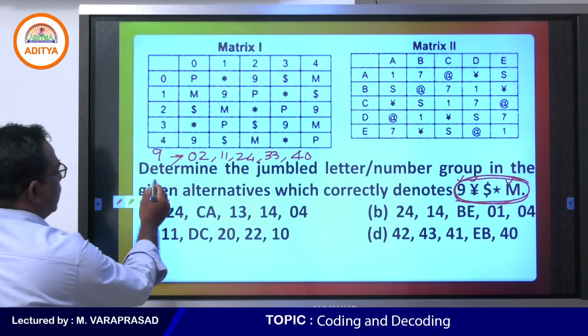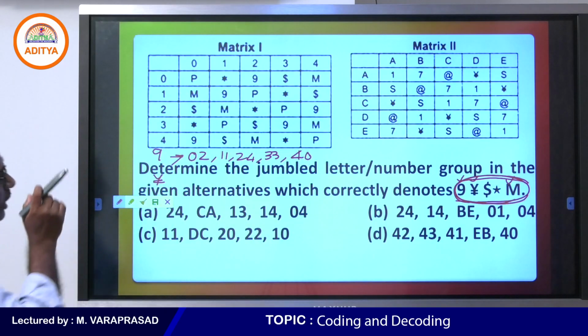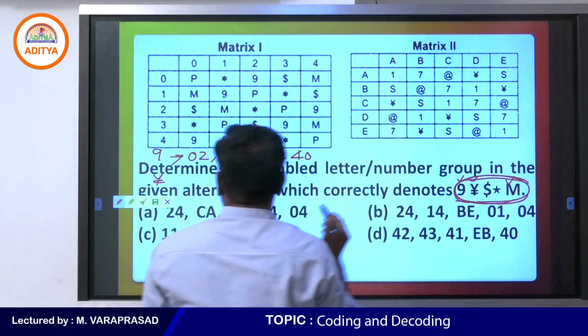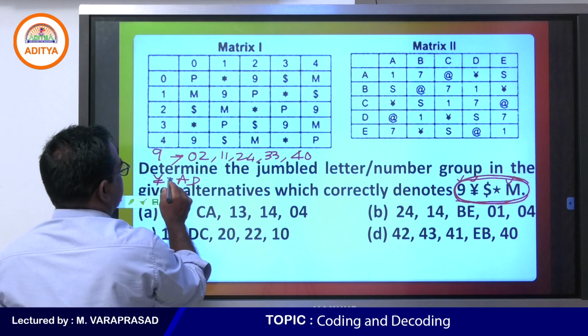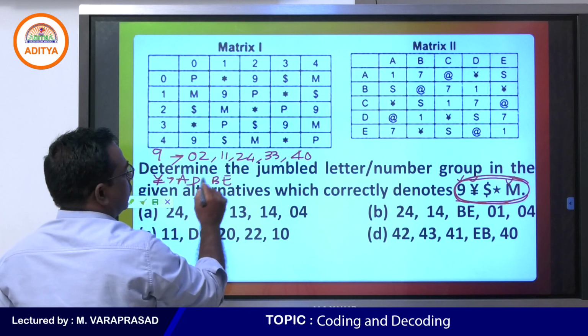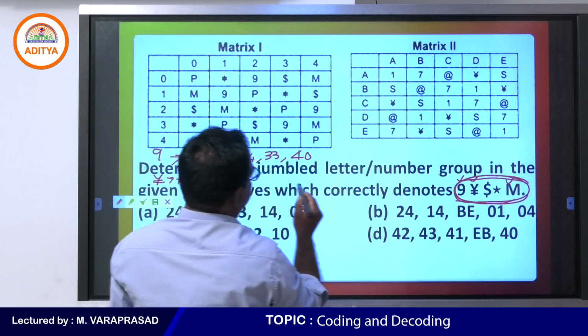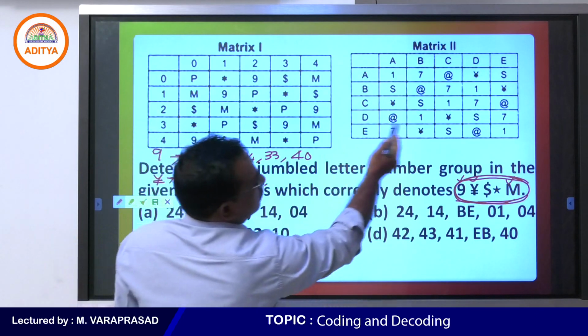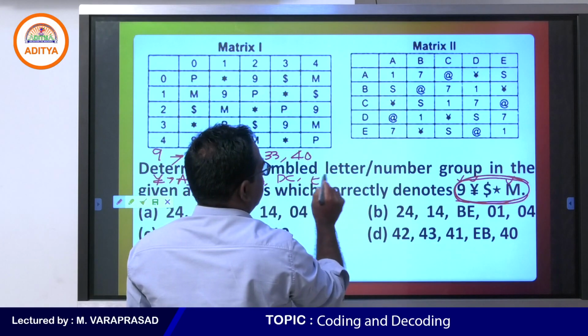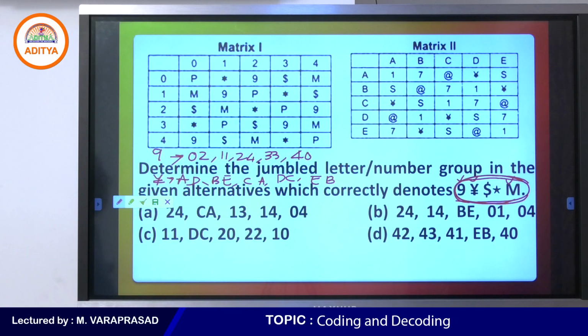The next one is this symbol. Where do you get that symbol? That symbol is there in that matrix too. So here it is AD. Next one, BE. Next one, CA. Next one, DC. Next one, EB. Now I think by the second one you will get the answer. After doing the second one only you will get the answer.